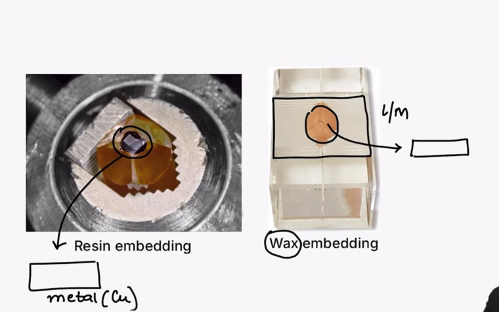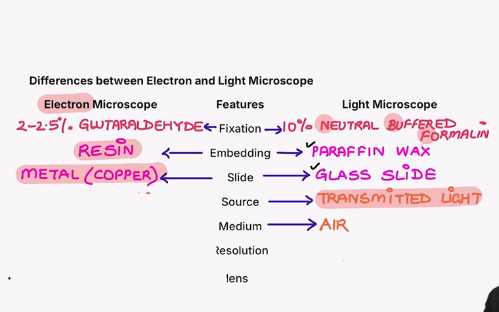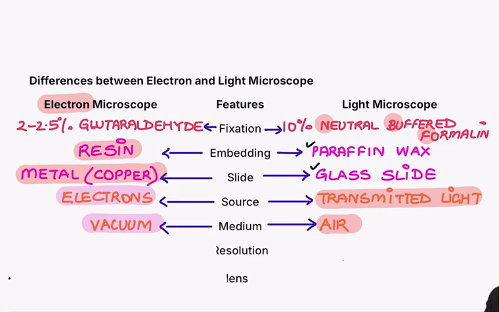All these things you're doing because in electron microscope you are dealing with electrons. Electrons will not work well with wax. Electrons will not work well with glass. So for electrons I need to embed the sample in resin and cut it on a metal slide, that is copper. Finally, coming to what you are using: of course, in a light microscope I'm using transmitted light like a tube light or a small bulb, and that light can easily travel in air, so the medium is air. But electrons can't travel in air, because in electron microscope the source is electrons, and that is going to travel only in vacuum.